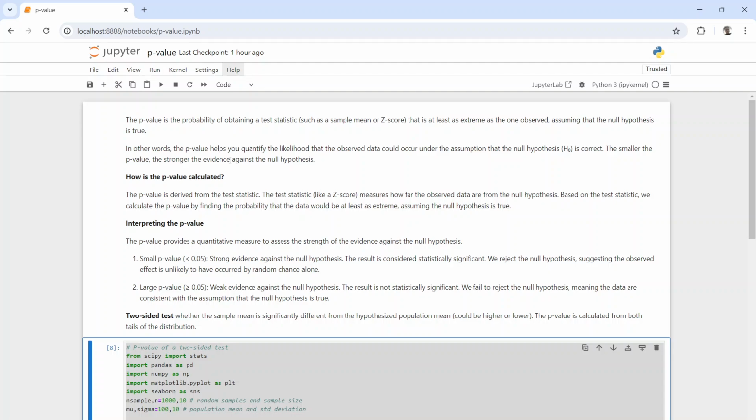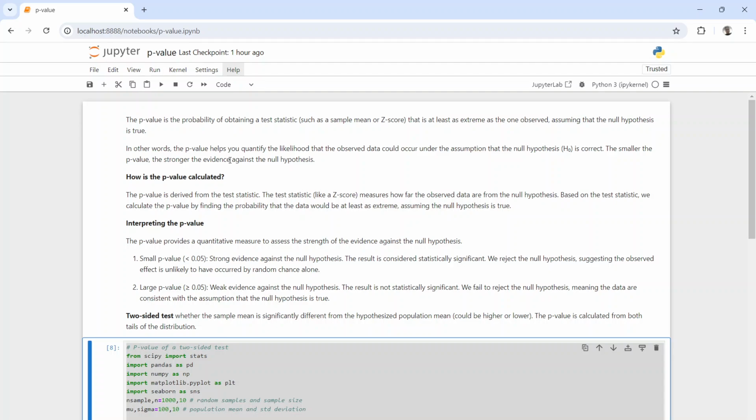So basically the p-value is derived from the test statistic. A test statistic can be something like the z-score, which measures how far the observed data is from the null hypothesis. So based on the test statistic, we calculate the p-value by finding the probability of the data, which would be at least as extreme, assuming that the null hypothesis is true. So how do we interpret the p-value?